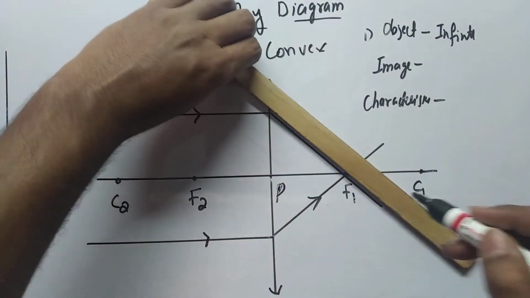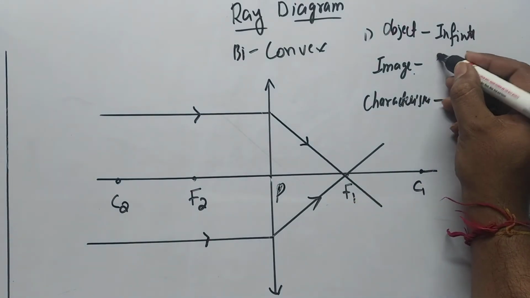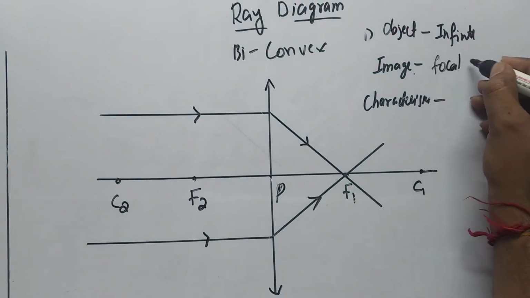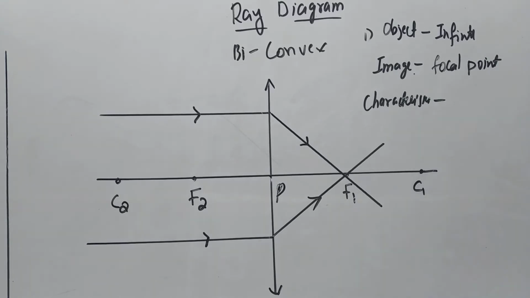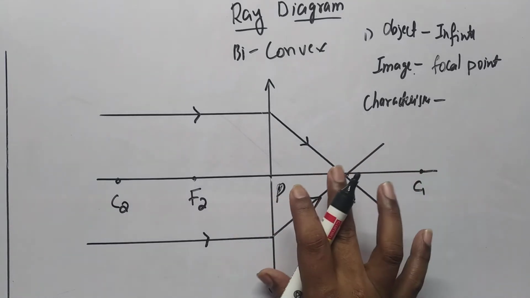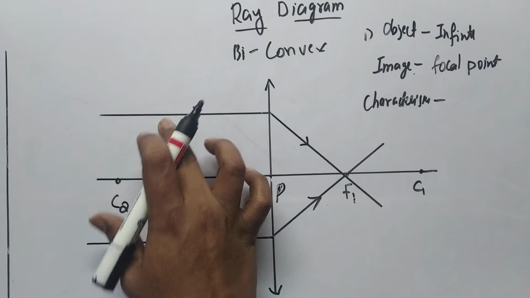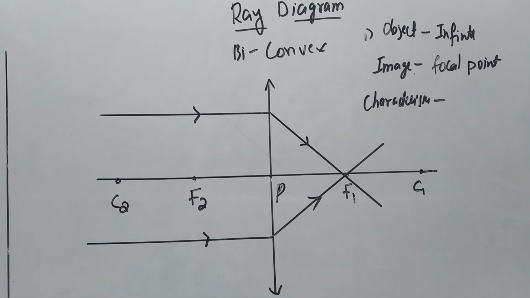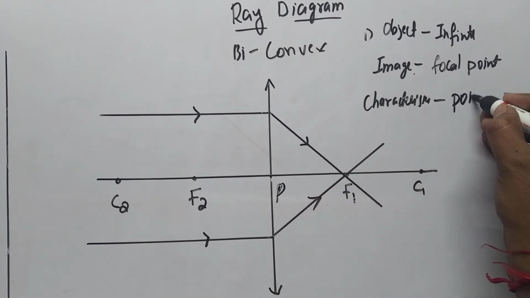So whenever the object is at infinity, the image will form at the focal point. What is the characteristic? We will form a point-sized image. So in the first ray diagram, the object will be placed at infinity. We have to consider rays parallel to the principal axis. So we'll see that the rays will converge at the focal point and we'll get a point-sized image.